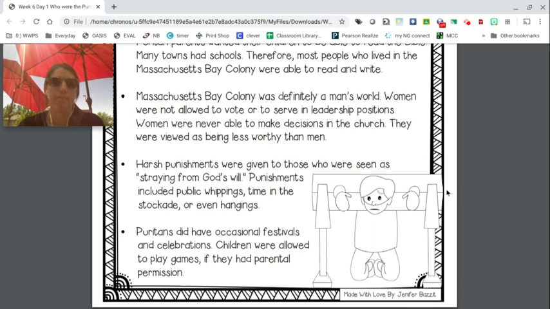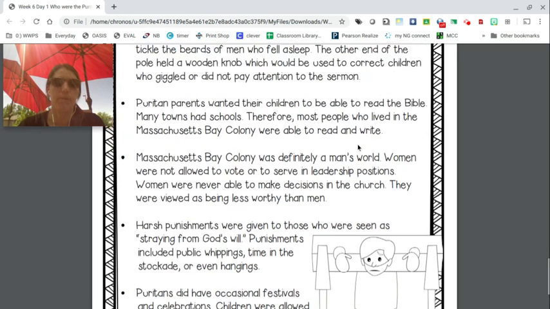All right, in your assignment, you can use this text to help you complete your assignment today.